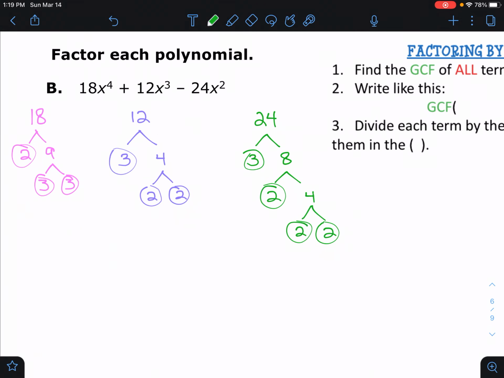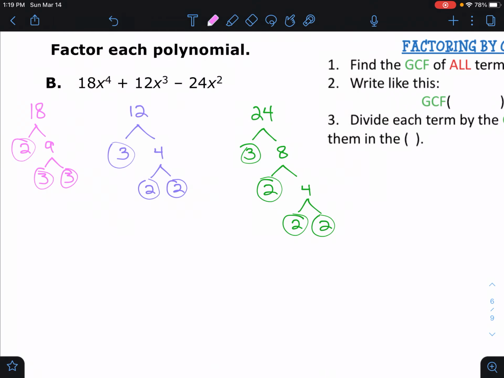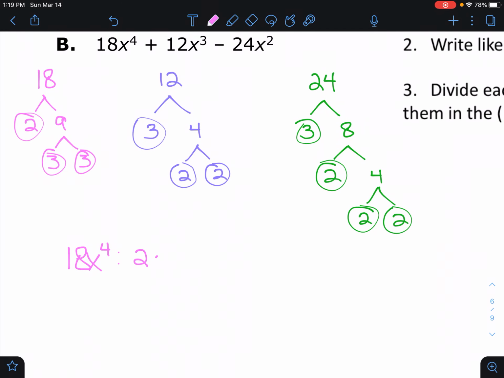Okay, so now I need to write all my numbers here. Let's start with 18x to the 4th. Okay, I got 2 times 3 times 3 times x times x times x times x. Okay, now let's do 12x to the 3rd, which is again in order here, 2 times 2 times 3 times, I've got 3 x's.